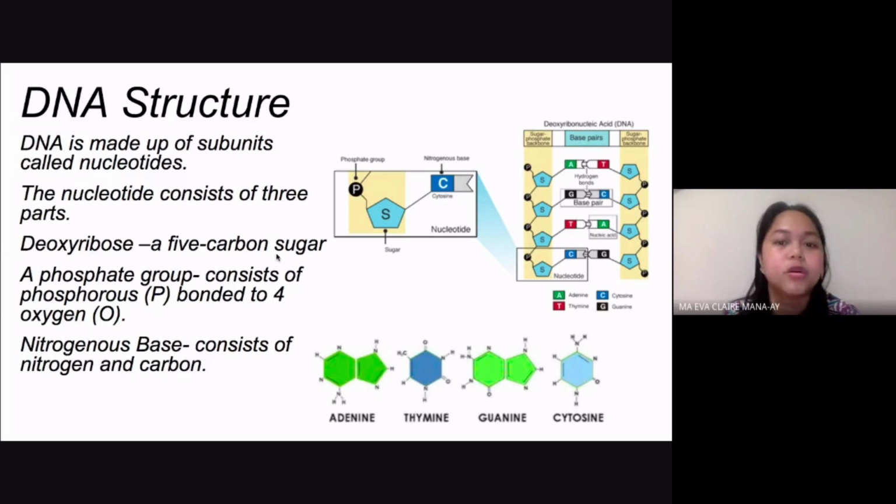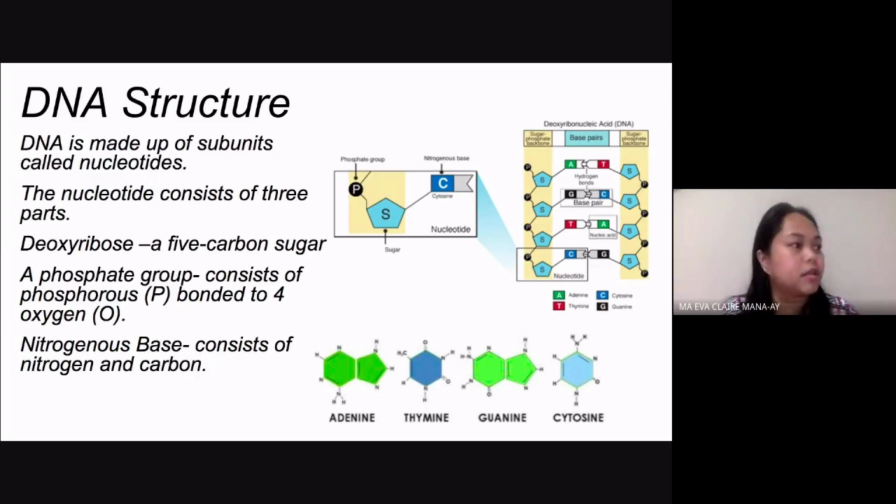You have your 5 carbon sugar, which is deoxyribose. You find it here. And then you have your phosphate group, 1 atom of phosphorus attached to 4 atoms of oxygen. And you also have your N bases. What are the different types of N bases? We will study that in the following slides. Any questions so far?